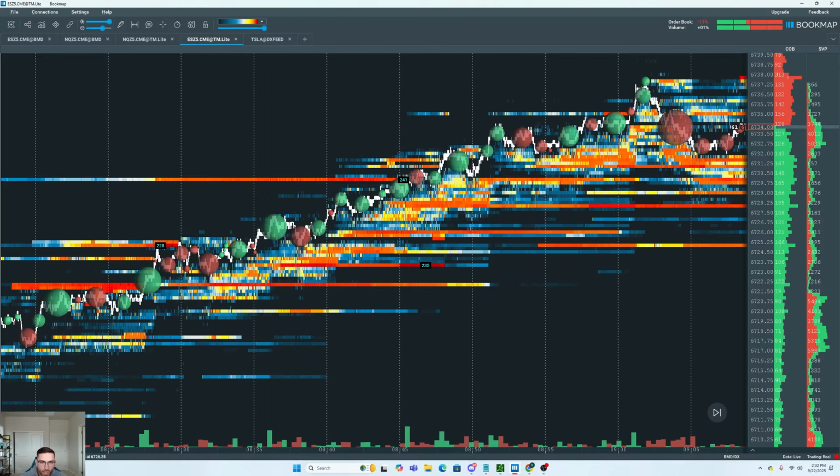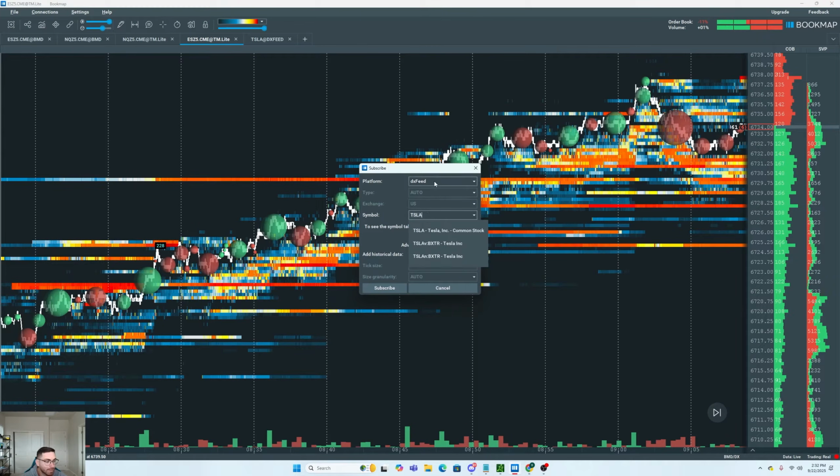All right, so very quickly, once you're signed up for Bookmap and you open up Bookmap itself, you want to head up here to where it says connections, and you want to make sure that you add the Bookmap data. And then if you trade stocks, you want to make sure that you have DX feed. Now from there, what you're going to do is hit add instrument, and you're going to type in the symbol that you want to use on Bookmap.